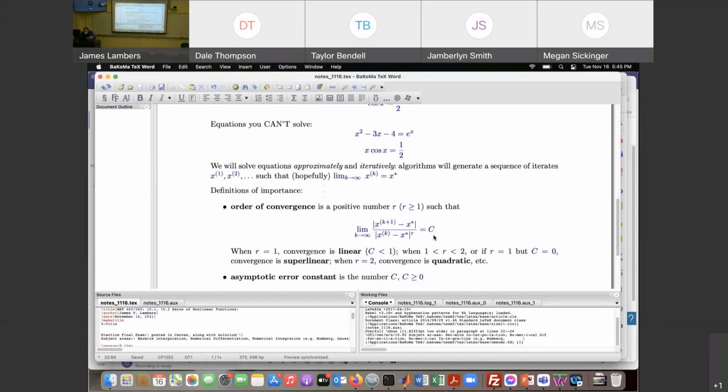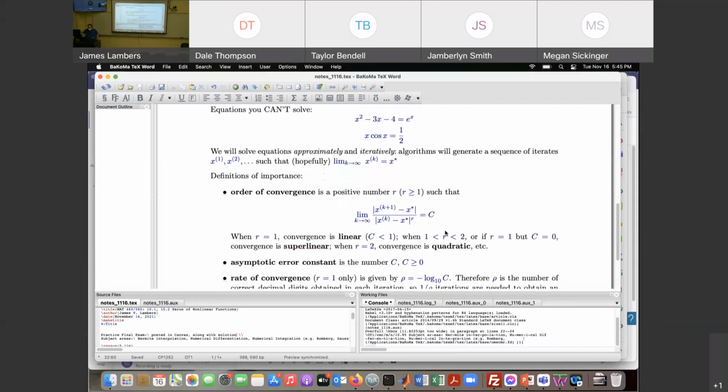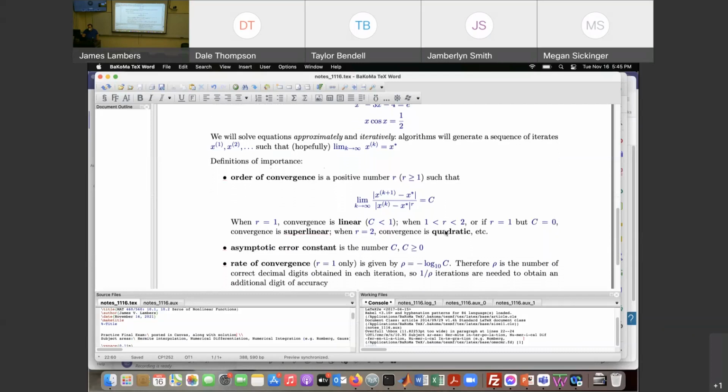This number c, the limit, that's called the asymptotic error constant. Certainly it's going to be non-negative. And finally, in the case of linear convergence only, there's a separate term, rate of convergence. Now, watch your terminology. Rate of convergence and order of convergence are not the same thing. So the definition of rate of convergence is given by this. The way to interpret it is how many correct decimal digits you get in each iteration.